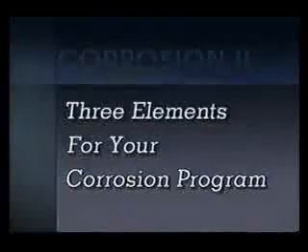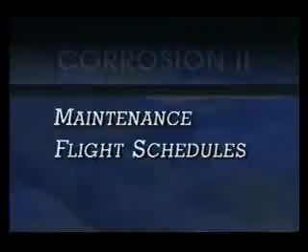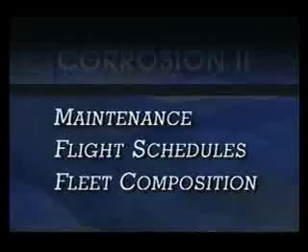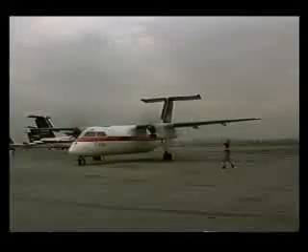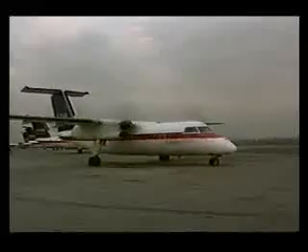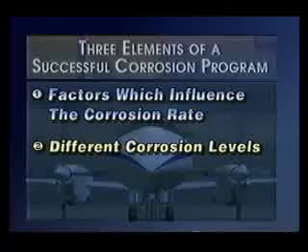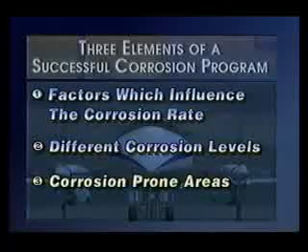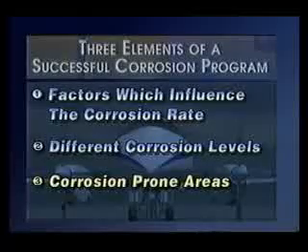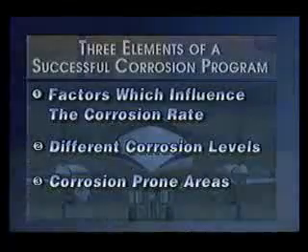As you design your corrosion control program, you must consider individual needs, such as maintenance, flight schedules, and the composition of your fleet. This segment of the program will show you how to develop your corrosion program specific to your operation by reviewing three elements incorporated in all successful corrosion control programs. These elements are: one, factors which influence corrosion rate; two, different corrosion levels; and three, corrosion-prone areas. This information will help you design and execute your own corrosion program.